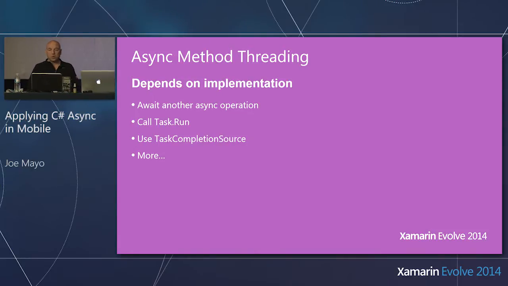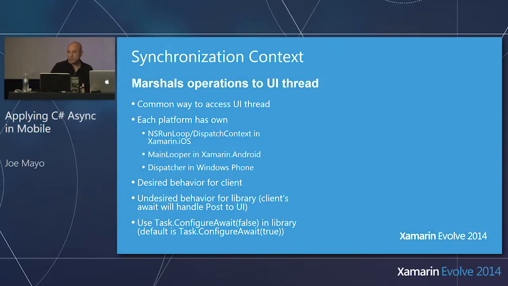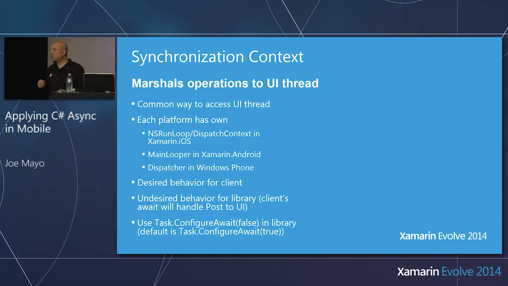You could await another async operation. It could call Task.Run, TaskCompletionSource, QueueUserWorkItem. There's all kinds of ways to run the code. And so you really won't know what's happening on that side of the library. But one important thing that you need to know is, well, how does async await work with the UI? Well, one of the good things about using it is that you don't have to worry about marshaling the thread back onto your UI, because it does that for you.